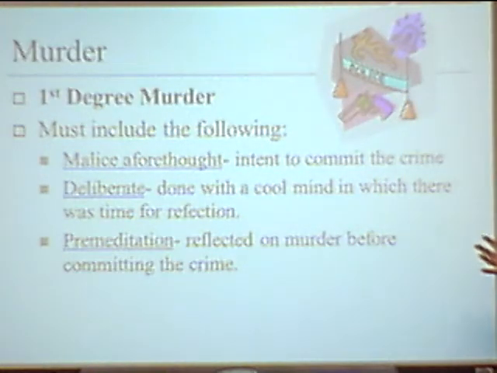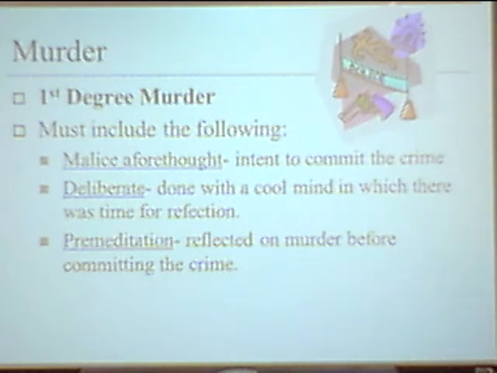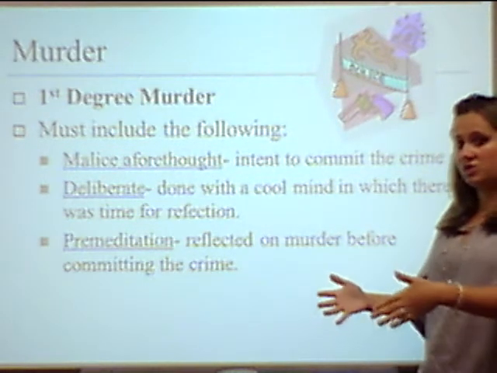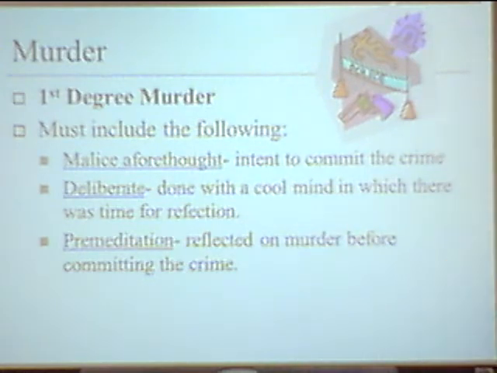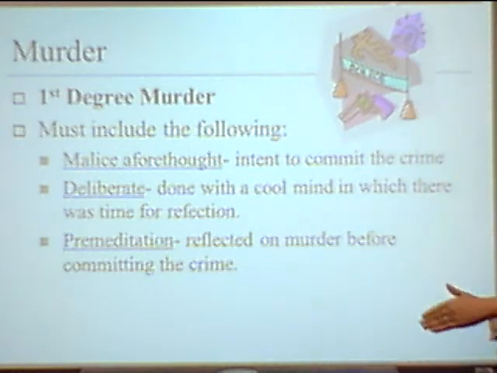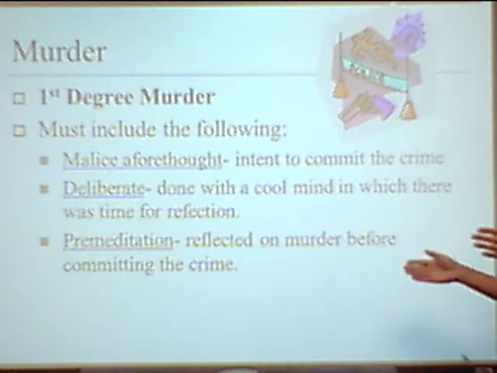So murder, there are different types of murder. First degree murder must include the following. It must have malice aforethought, which basically means you have the intent of killing someone. You already knew that your actions would lead to death. You also have to be deliberate, so it's done with a cool mind. You didn't get in a heated debate with the person. You went there with the intent to kill them. You had time to think about it. You had time to cool off. It was premeditated. You thought about how you were going to do it, what you were maybe going to do after. So you reflected on the murder before committing the crime.